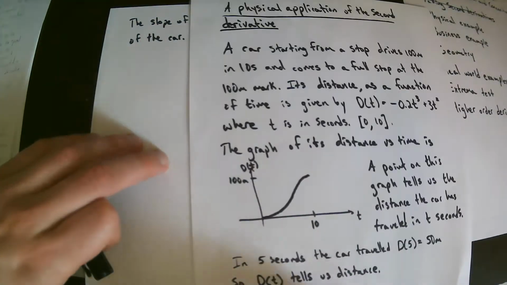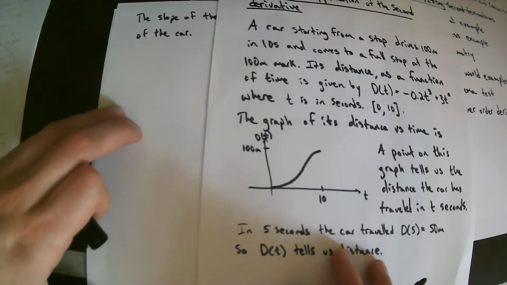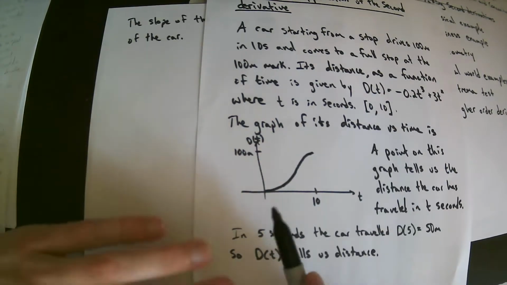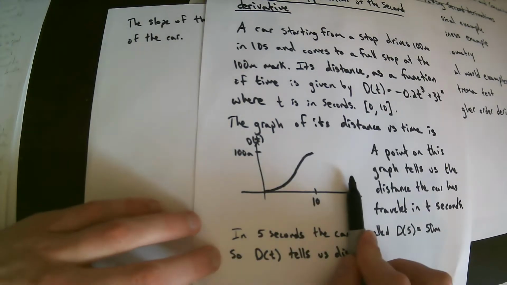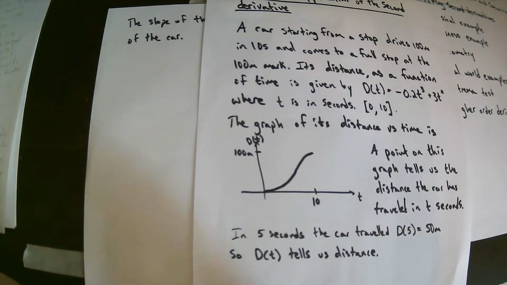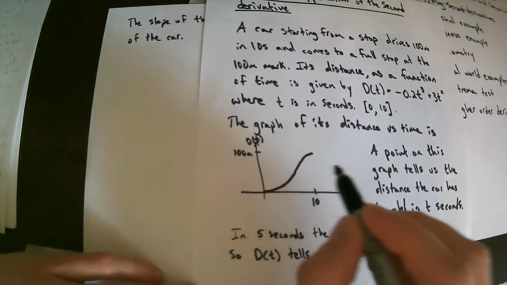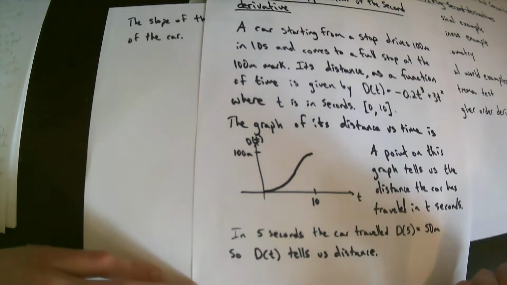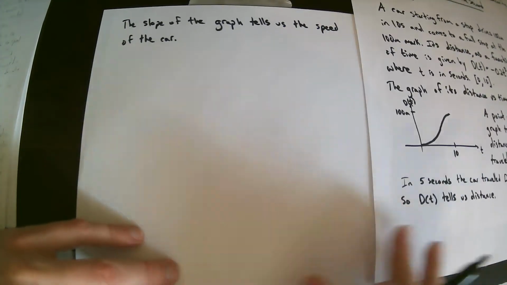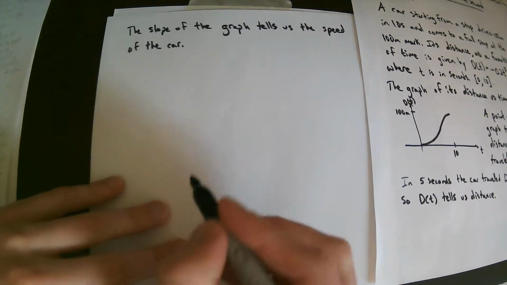So if I wanted to know the average rate or the average speed of this car over this whole distance, I would say, well, it traveled 100 meters in 10 seconds, so it's going on average 10 meters per second. But we can be more refined now because we know what a derivative is. We know how to get the slope of some curve at a point, and that's what a derivative is, right? So the slope of the graph tells us the speed of the car.